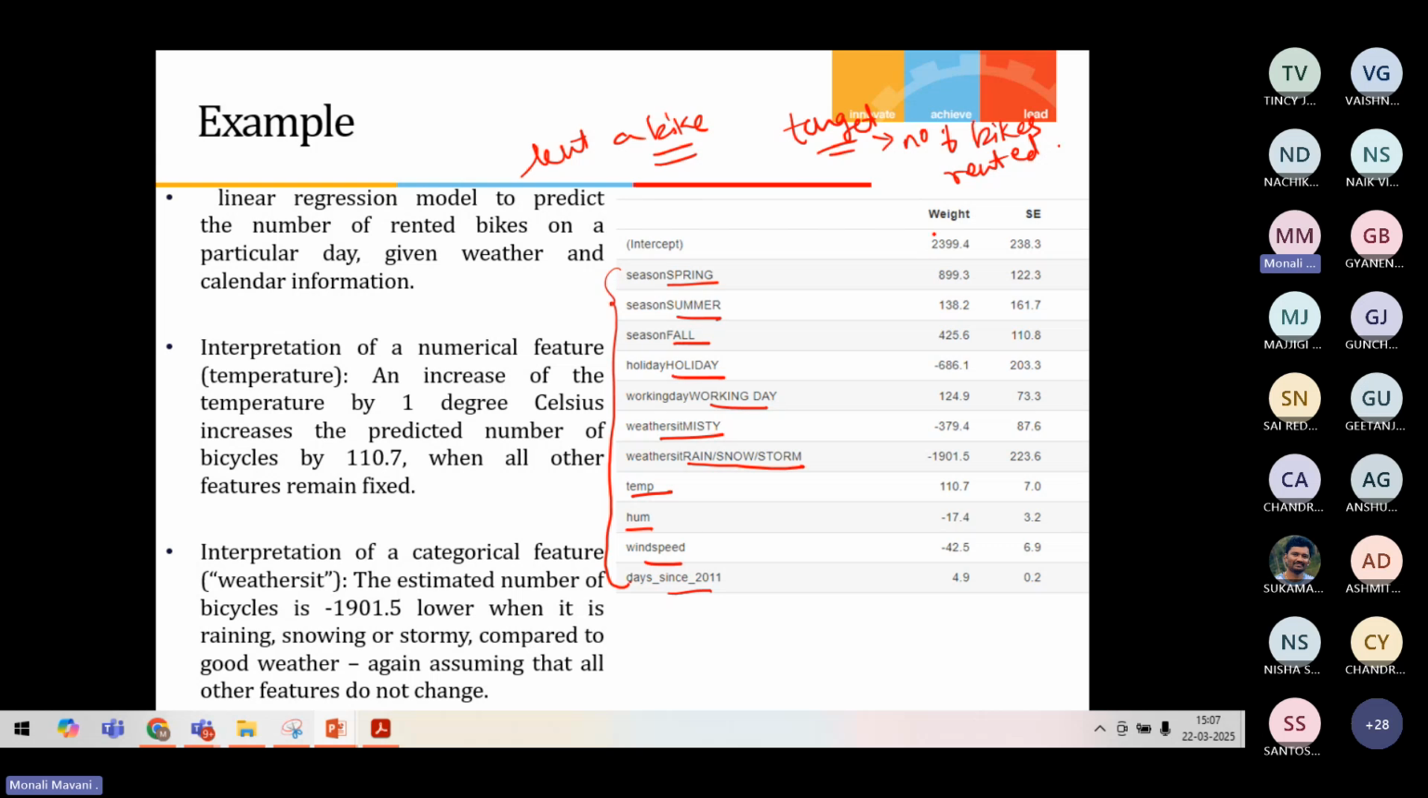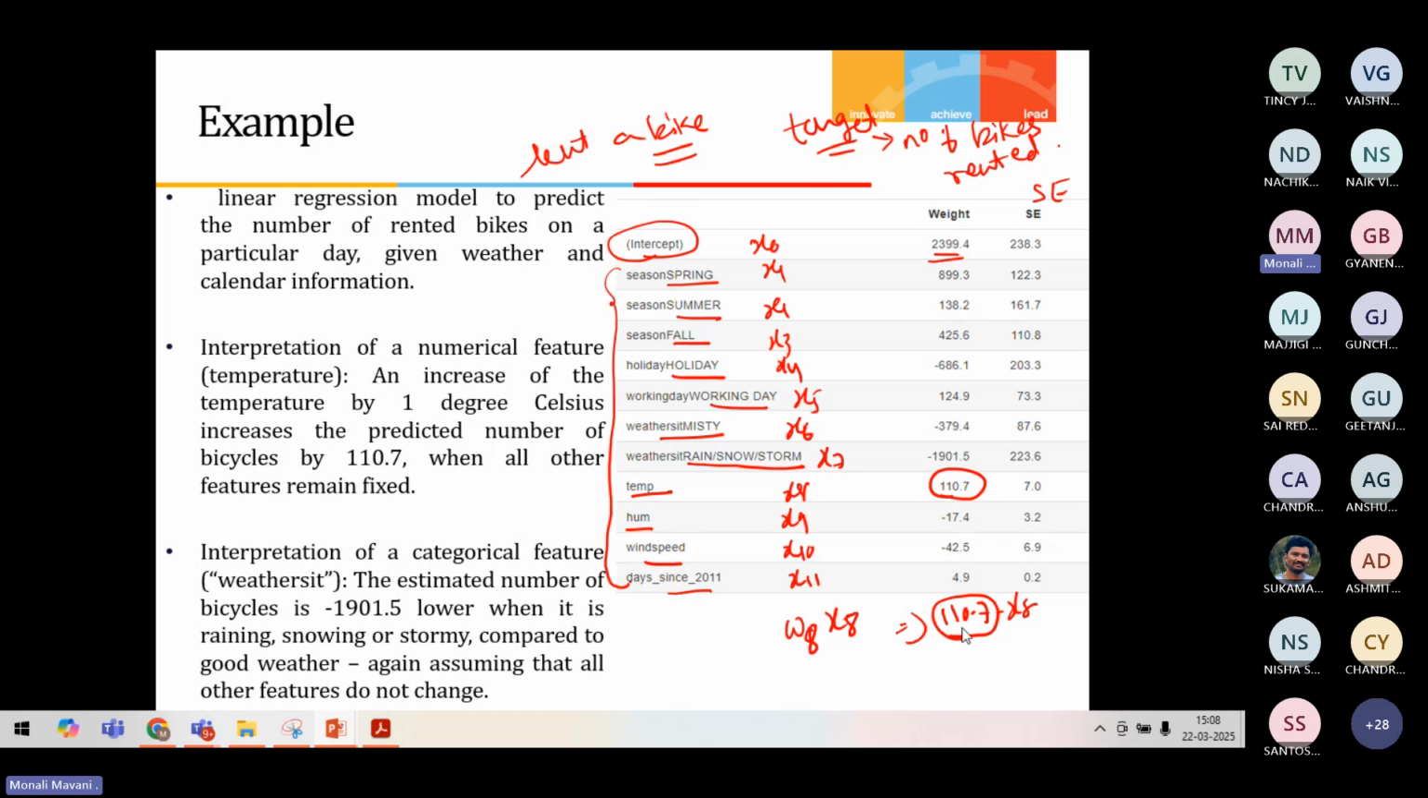After training, these are the weights that we are getting, and we have a bias term, and this is the standard error. Now let's interpret this weight of 110.7, the weight of temperature. You can see this is x0, x1, x2, x3, x4, x5, x6, x7, x8, x9. There are 11 features, and we have temperature, W8 into x8, which is nothing but 110.7 into x8.